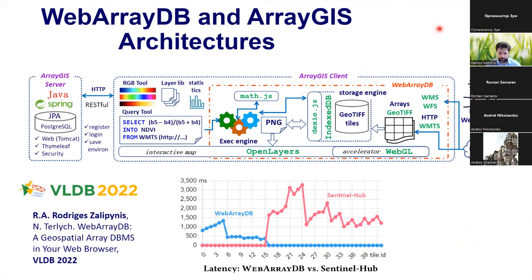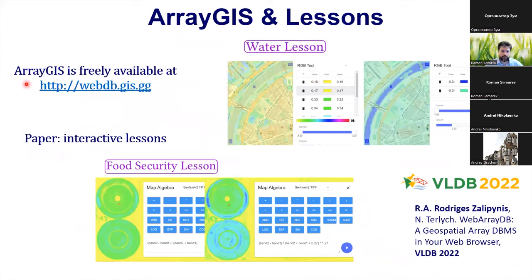WebArrayDB ingests raw data, currently GeoTIFFs, via a popular web protocol. The storage engine relies on a JavaScript API for storing significant amounts of structured data in a web browser. WebArrayDB uses an SQL-like query syntax. To parse queries, we use a purely JavaScript library for symbolic computations. As you can see from this chart, it can be over 2 times faster compared to querying on the Sentinel Hub, which is a popular cloud service for providing satellite data. It is freely available at the WebDB site, so please check the paper to go through interactive lessons related to real-world tasks on multispectral satellite imagery.